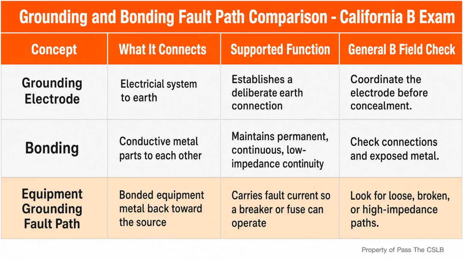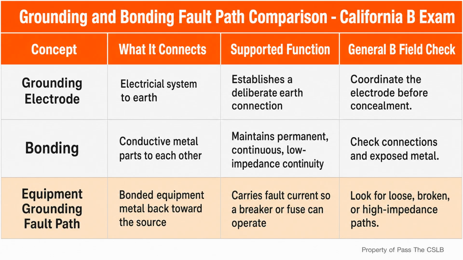Grounding, bonding, and ground fault protection are related, but they do different jobs. As a general building contractor, I am not asking you to design a grounding electrode system or size conductors. I am asking you to recognize whether the safety path has been coordinated, protected, inspected, and kept continuous before work is concealed. Impedance is the electrical opposition that limits current flow. In field language, a low impedance path is the wide, clear route that lets fault current move fast enough to operate protection. A high impedance path is the narrow, damaged route that restricts current.